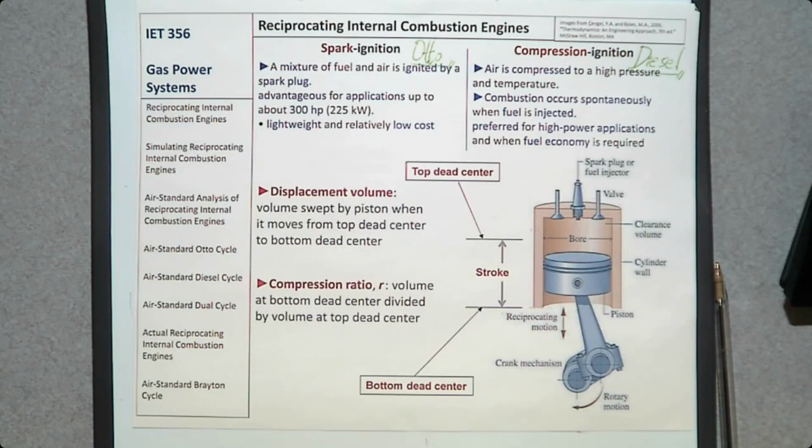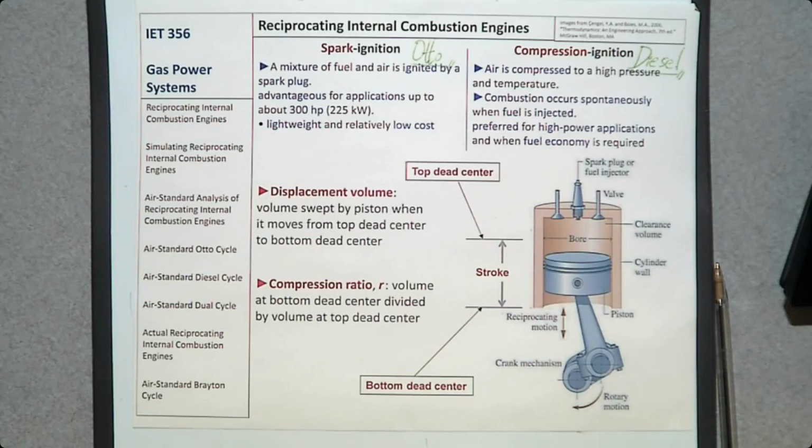So let's talk about the pros and cons of each cycle. Spark ignition system is cheap because it's simple. We have a fuel and an air, let them mix, and then add them into the engine, and then let the spark plug ignite them.